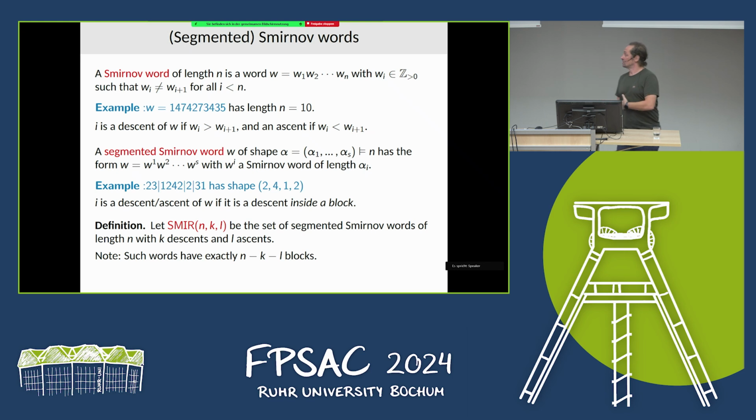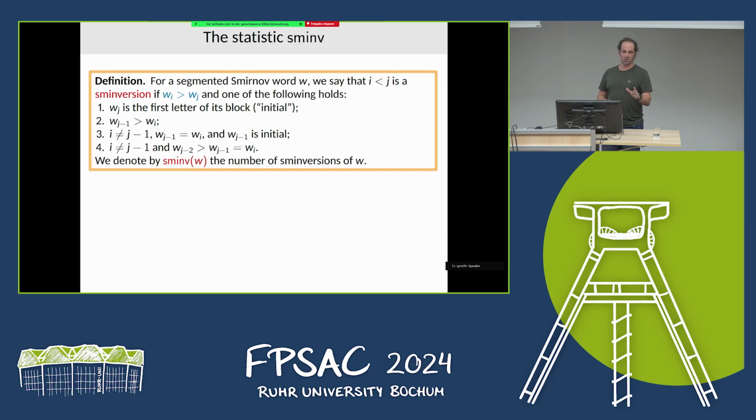So we just define this set of all the segmented Smirnov words of a given length with the given number of descents and ascents. It's very easy to see that the number of blocks, the number of segments, if you prefer, is exactly n minus k minus l. So this determines the number of blocks. Okay, so this is the set, and we had this statistic. I'll give the definition, but I don't want you to look at it too much. It's some sort of patterns in a word, okay? So basically, you have i smaller than j is a Sminversion if it's already an inversion plus some extra stuff, okay?